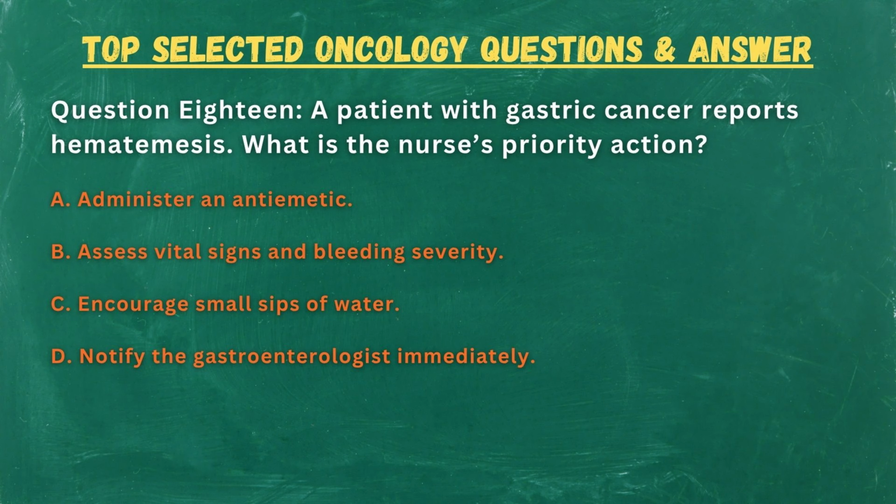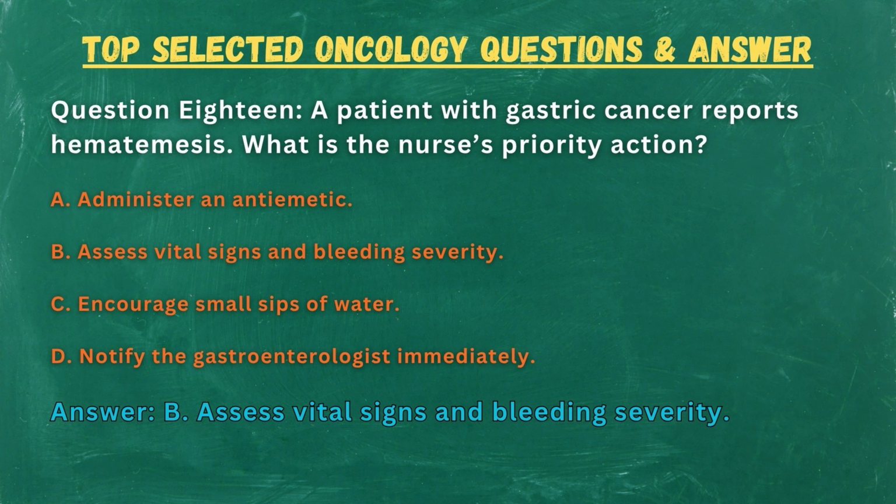Question 18. A patient with gastric cancer reports hematemesis. What is the nurse's priority action? A. Administer an antiemetic. B. Assess vital signs and bleeding severity. C. Encourage small sips of water. D. Notify the gastroenterologist immediately. Answer: B. Assess vital signs and bleeding severity.